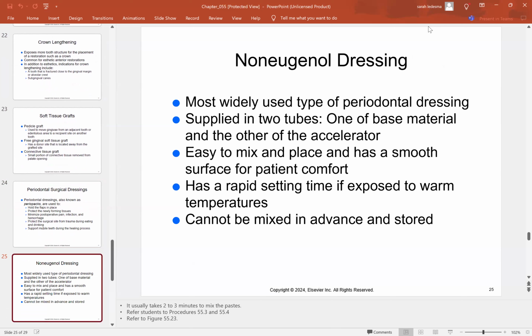Non-eugenol dressing is the most widely used type of periodontal dressing. It is supplied in two tubes, is easy to mix in place, and has a smooth surface for patient comfort. It has a rapid setting time if exposed to warm temperatures, and cannot be mixed in advance and stored.